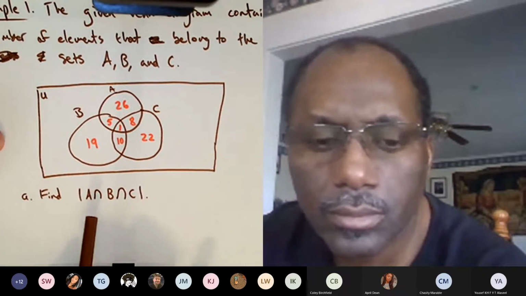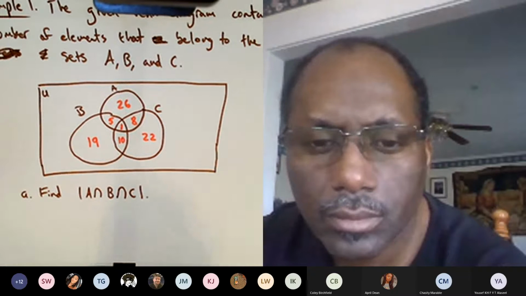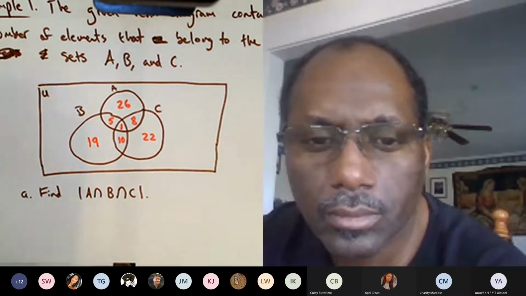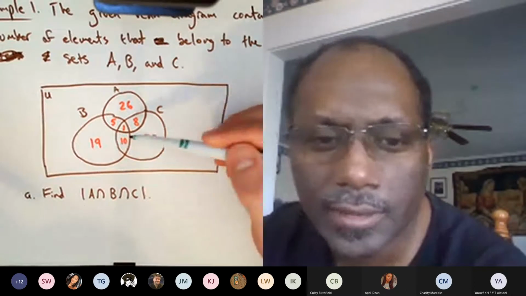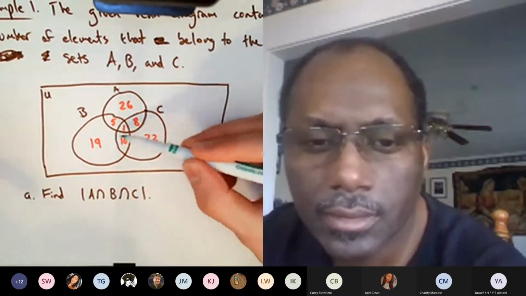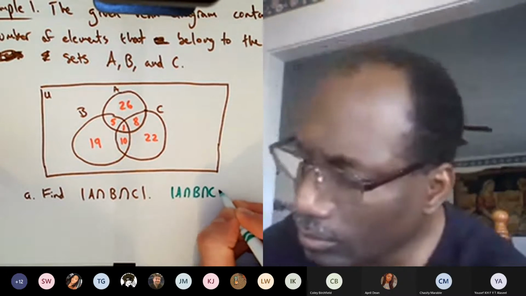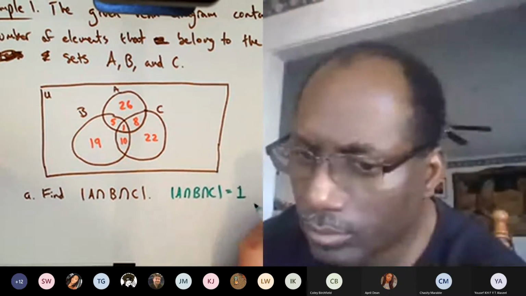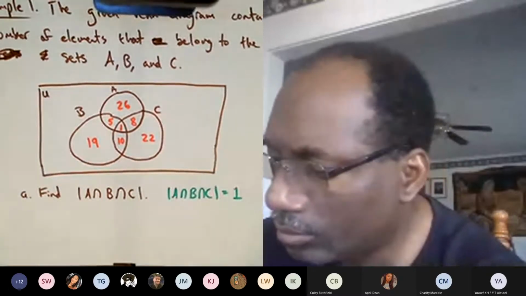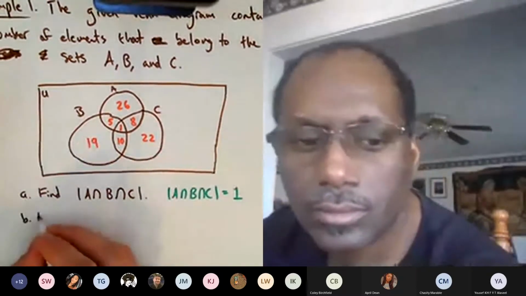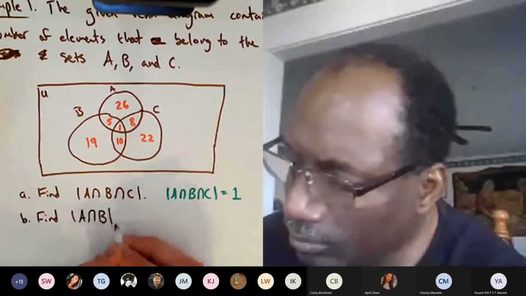So what they're saying here is find A intersect B intersect C, the intersection of all 3. That would be the very center, the stuff that is common in A, B, and C. The cardinality, well, there's just a 1 there. So A intersect B intersect C comes straight from the Venn diagram, just a 1. All right, so straightforward, right? What about finding the cardinality of A intersect B?